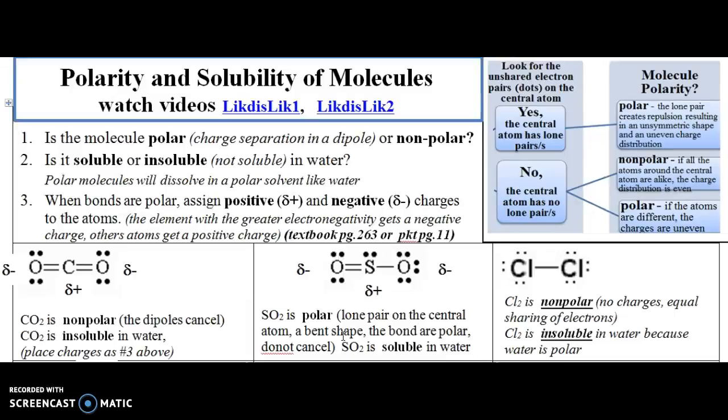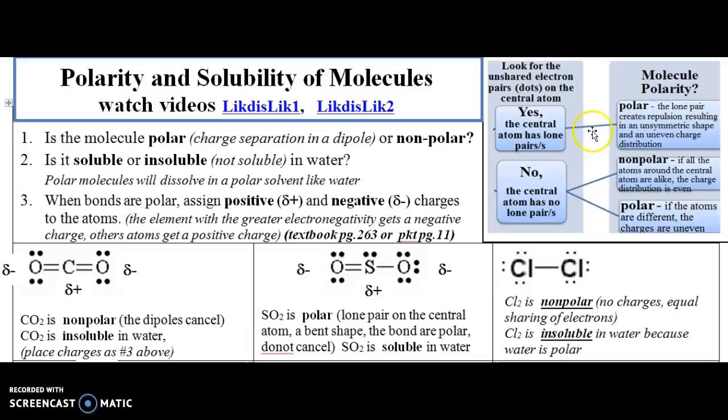Okay. Now, how do you know if something is symmetric or not? You look over here to tell. A lot of times when there's a lone pair on the central atom, that automatically pushes the molecule's bonds away to make a shape that's unsymmetric. So if it has lone pairs, it's usually polar, because the lone pair creates repulsion, resulting in an unsymmetric shape and an uneven charge distribution.